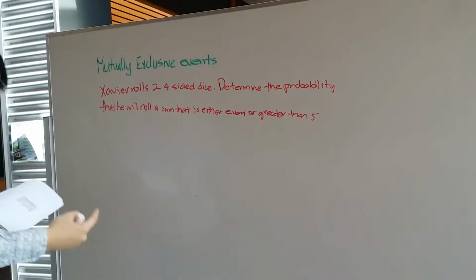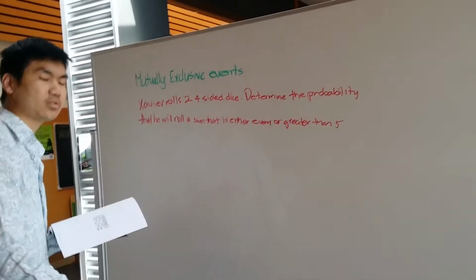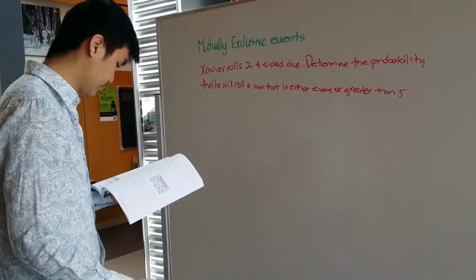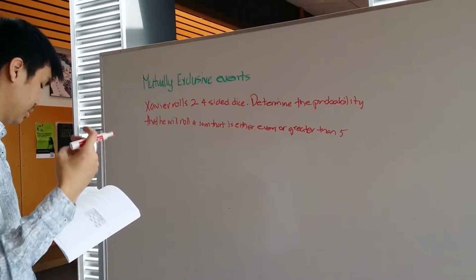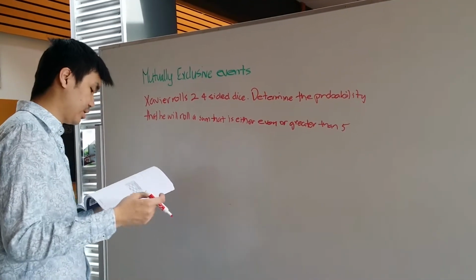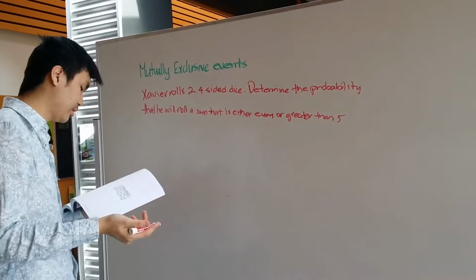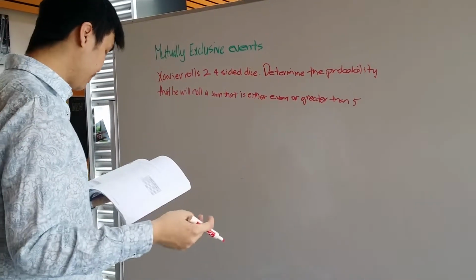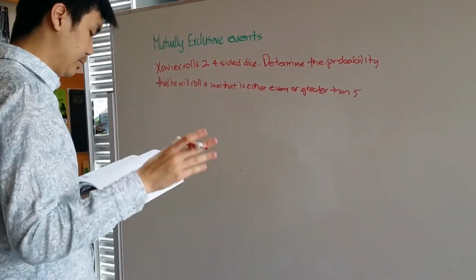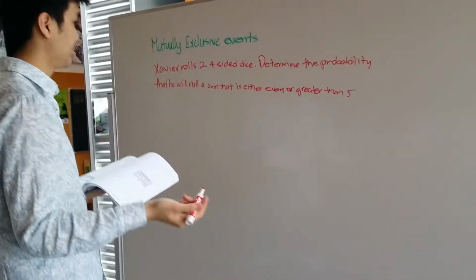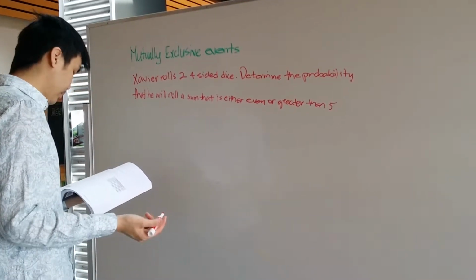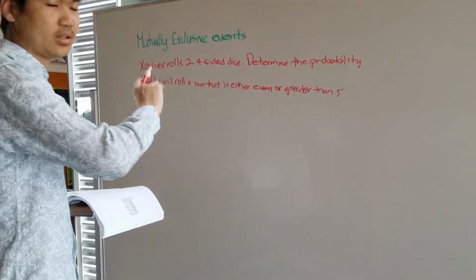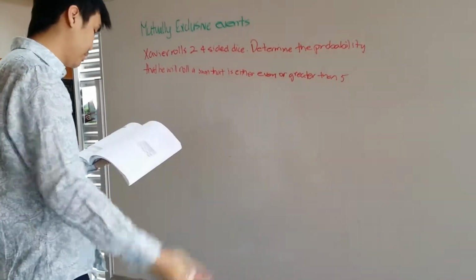Same thing as before. You have to look at this question and think about, is it mutually exclusive or not? In this case, they're not mutually exclusive, because it is possible for both events to occur simultaneously, since 6 and 8 are even numbers, and also greater than 5.